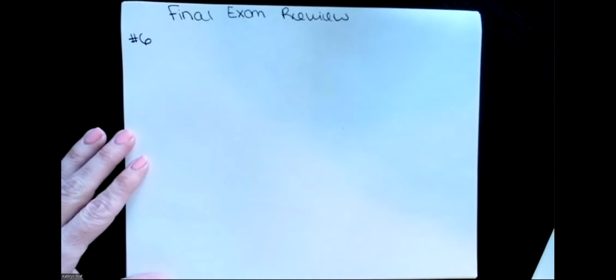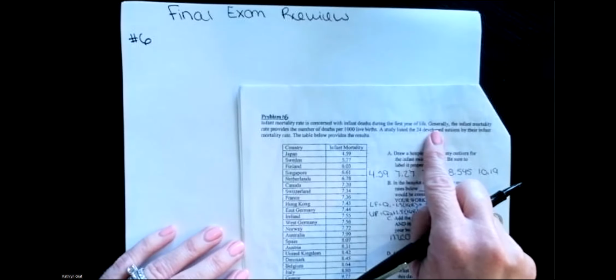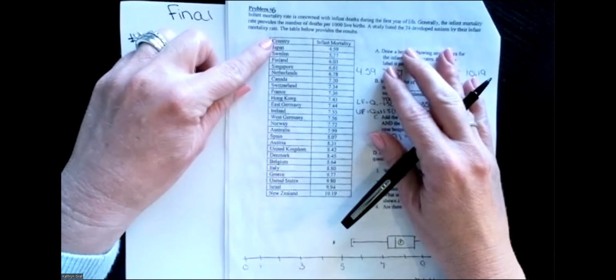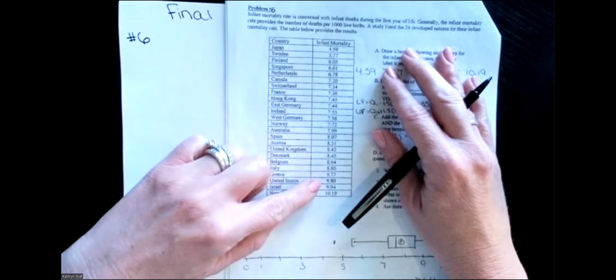Question number 6 is talking about infant mortality rate. Deaths during the first year of life. This is sad. Generally, the infant mortality rate provides the number of deaths per 1,000 living births. So here's a study that listed 24 nations and the rate of deaths. So we can see here that we have the different nations or different countries and the rate here. So this data is given to us.